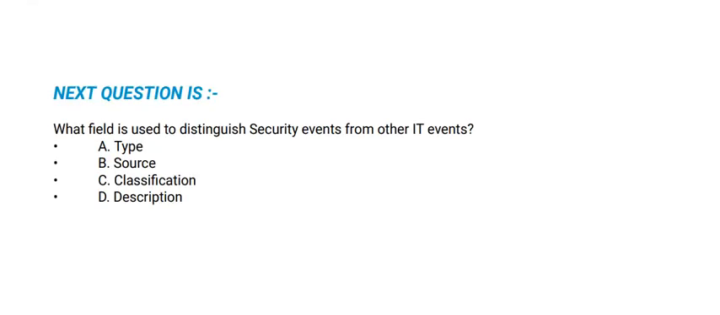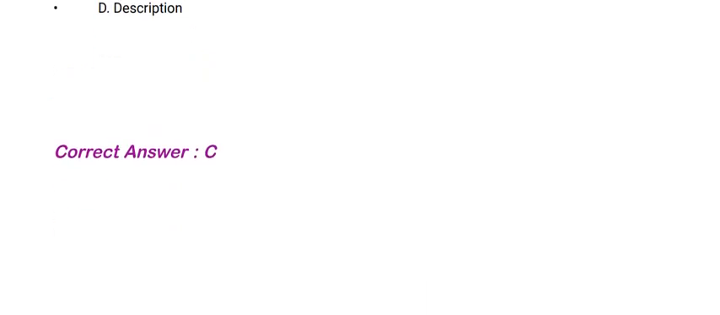Next question is, which field is used to distinguish security events from other IT events? Options are option A, type. Option B, source. Option C, classification. And option D, description. The correct option is option C.